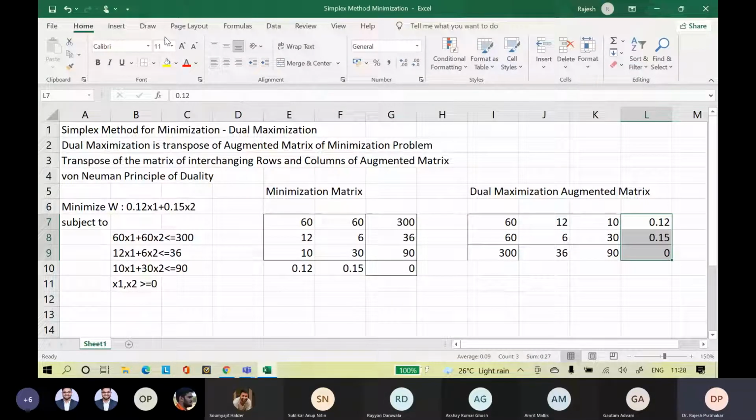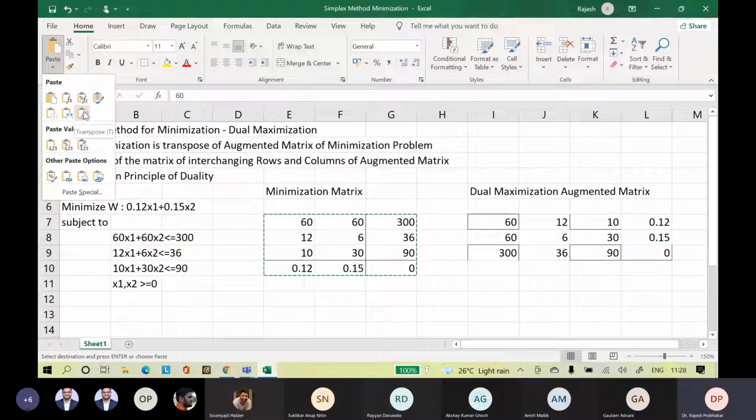Or wait, I will show you. You have to just select this data, Control C, select a cell, go to paste. You see transpose, first or second row, third one in the paste special. Got it, sir.